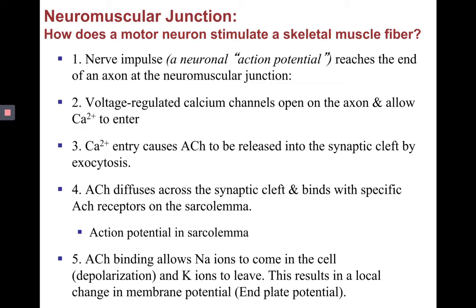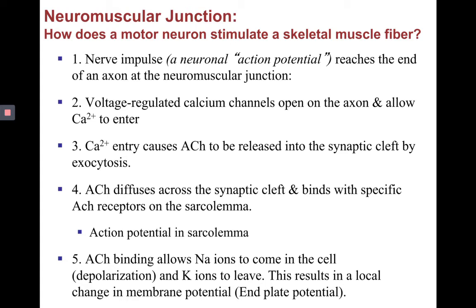All right, so let's go through that again. How does a motor neuron stimulate a skeletal muscle fiber at the neuromuscular junction? First, a nerve impulse reaches the axon terminals. Second, the impulse reaching the axon terminals opens voltage-gated calcium channels. Once those calcium channels open in the axon terminal, calcium goes in, acetylcholine goes out. Calcium in, acetylcholine out. Acetylcholine leaves the axon terminals via exocytosis. Once acetylcholine enters the synaptic cleft, it diffuses across the cleft and binds with its receptors, called acetylcholine receptors, on the junctional folds of the sarcolemma.